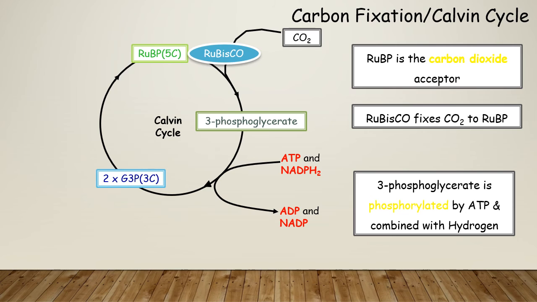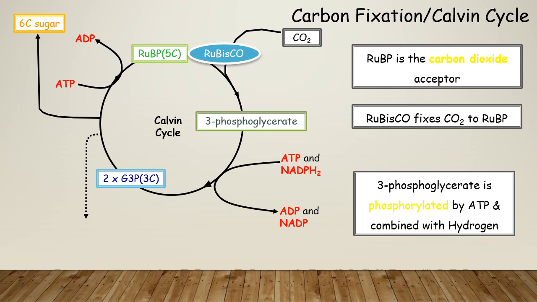That then forms G3P, 2 molecules of a 3-carbon molecule, and that will return to RUBP through ATP turning into ADP. But we're talking about photosynthesis, the production of sugars, so we also want to convert that into 6-carbon sugar molecules such as glucose. But you can also convert those G3P molecules into things like proteins, fats, nucleic acids, which are obviously important for plant growth as well.